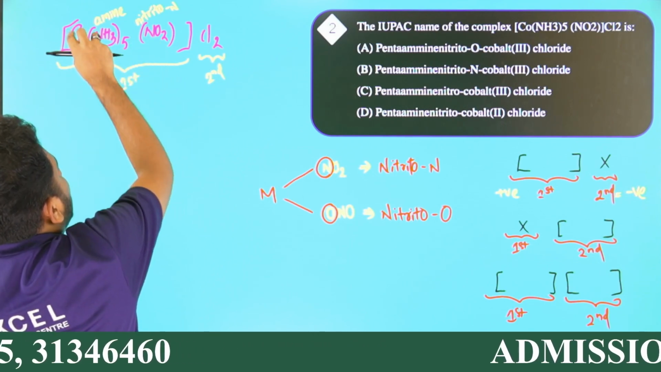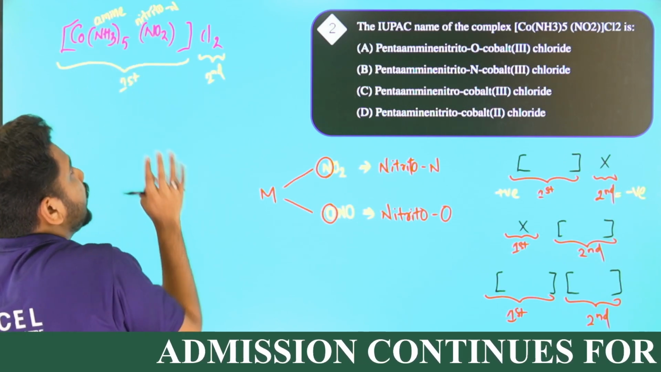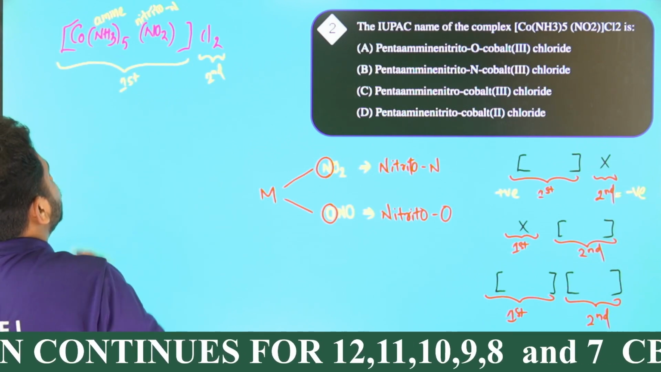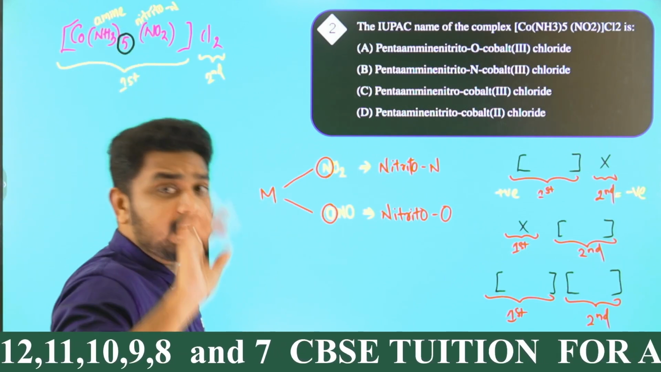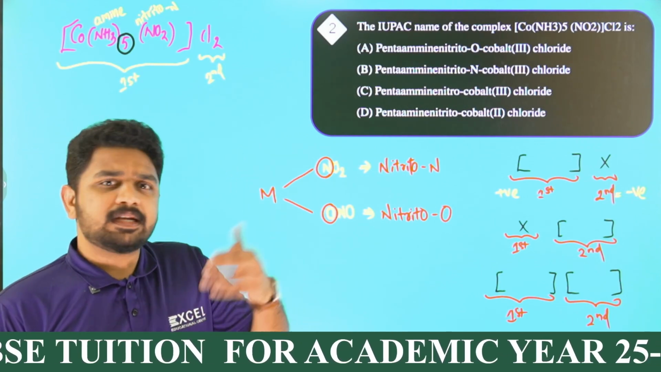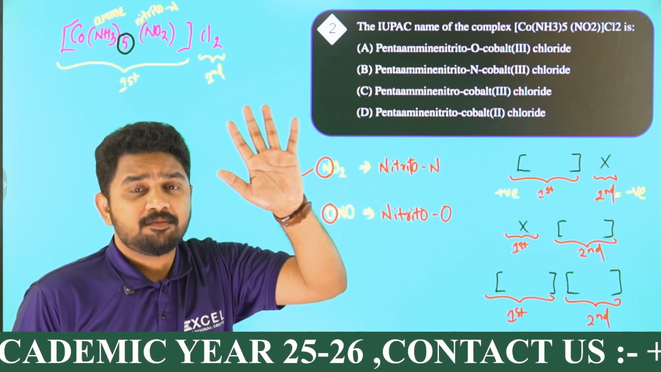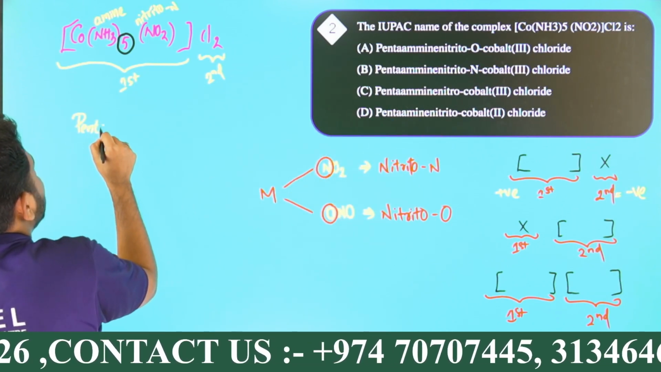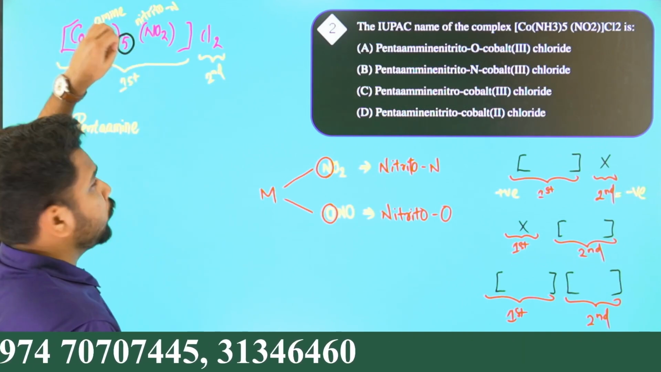In this first part, I'm starting with the ligands. What are the ligands here? Ammine group and nitrito-N group. And according to alphabetical order, the ammine group you should write first. How many NH3 are there? 5 NH3 are there. So how can we name? If 2 NH3 are there, you can name it like diammine. If 3, triammine. If 4, tetraammine. If 5, you can say pentaammine. Correct. So we named the ammine group, the NH3 group.